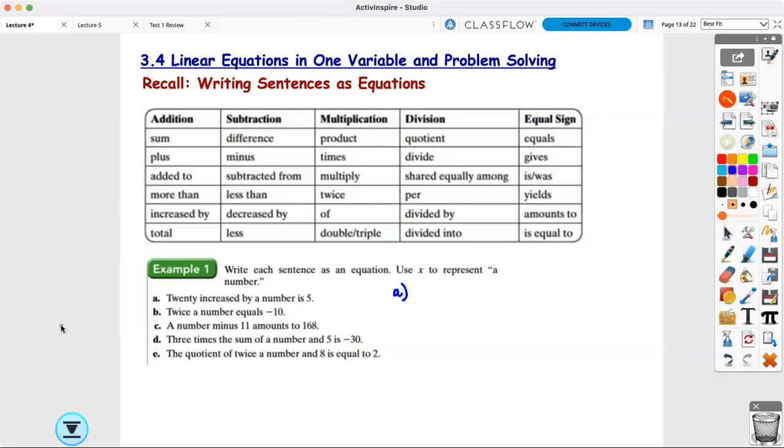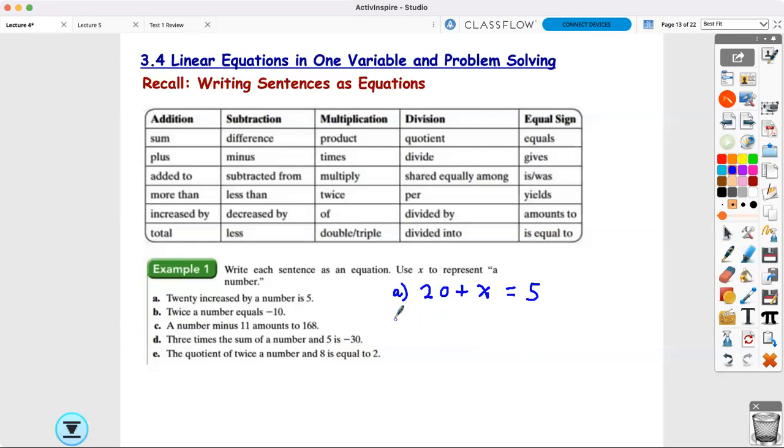All right, class. Let's jump into example 1. The directions say write each sentence as an equation. Use x to represent a number. A, 20 increased by a number. Increased by is addition, a number is x. The word is is the equal sign, and then 5. So 20 plus x equals 5.